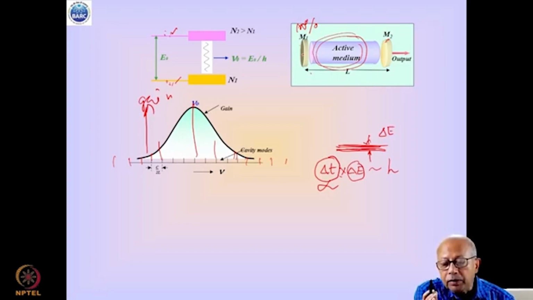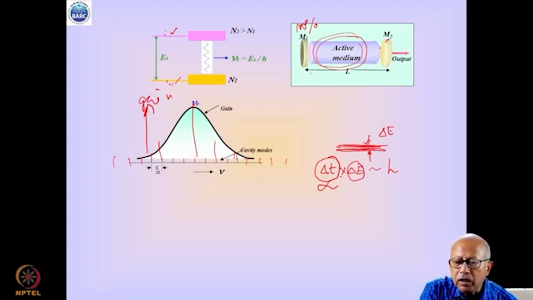What about the other mirror? That is the partially transmitting mirror, which actually allows a part of the light to be leaked through, and this is a useful loss which forms the output beam of the laser.